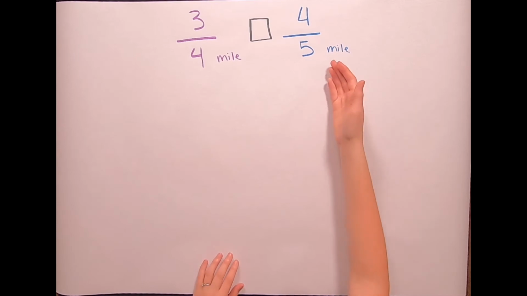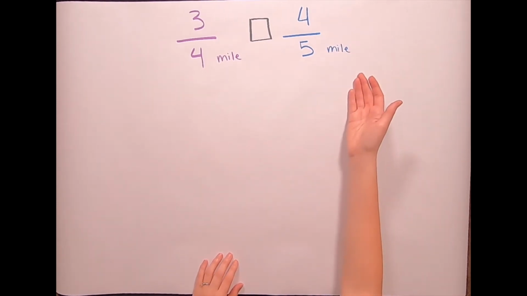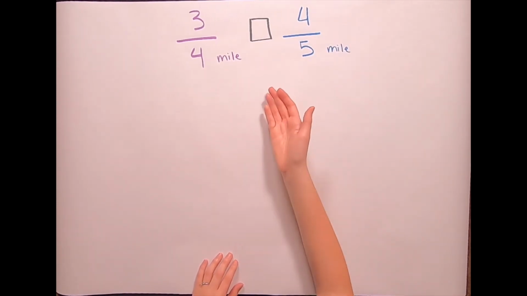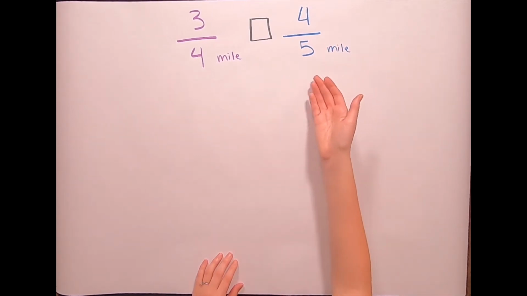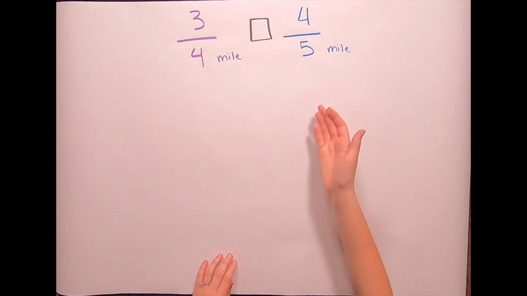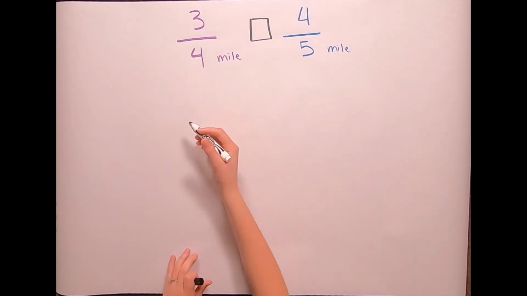What if I ran 4/5 of a mile? Is 3/4 greater than, less than, or equal to 4/5? We'll have to compare these fractions. How did we say that we can compare fractions when they have different numerators and denominators? That's right, we can draw number lines. So let's draw some number lines together.